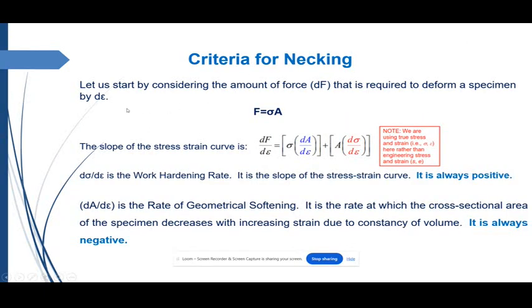Criteria for necking. Let us start by considering the amount of force dF that is required to deform the specimen by d epsilon. We know that force is given by sigma into A, where sigma is stress and A is the area of cross section. The slope of the stress strain curve is given by dF by d epsilon equal to sigma into dA by d epsilon plus A into d sigma by d epsilon.